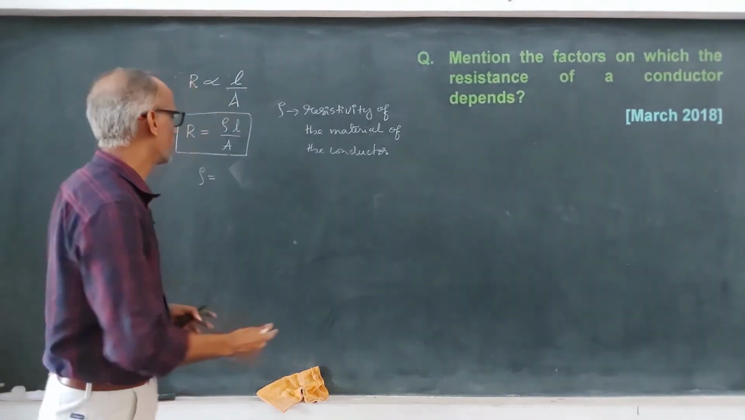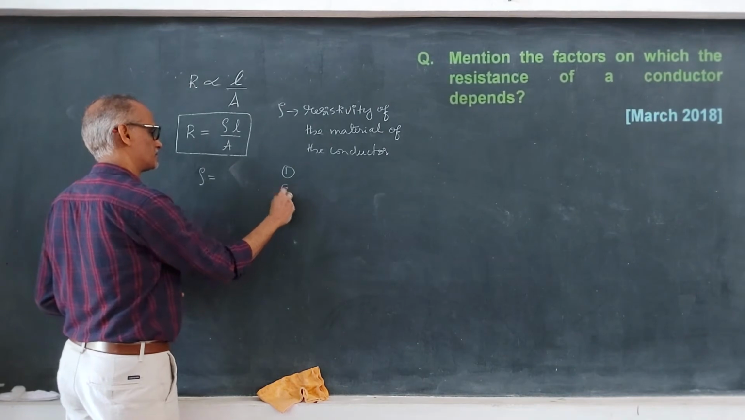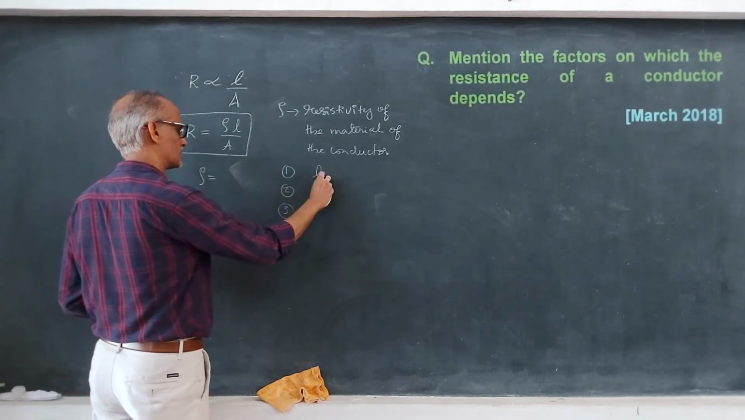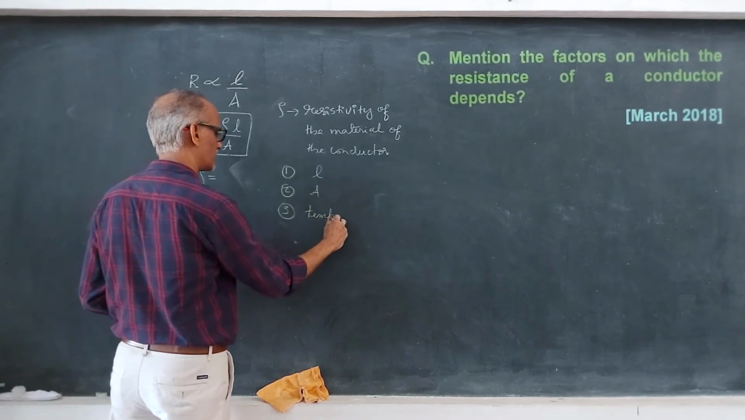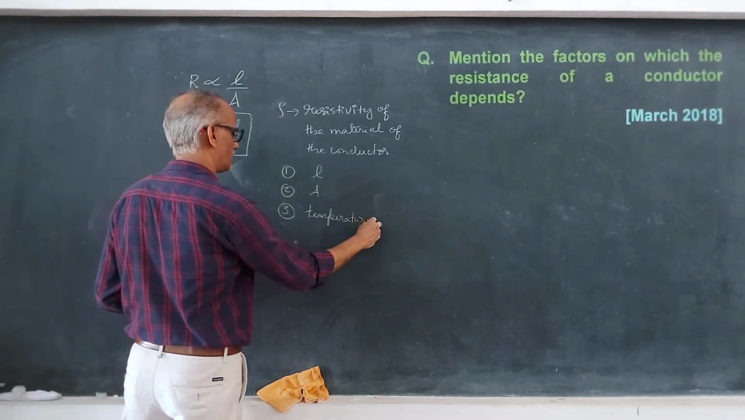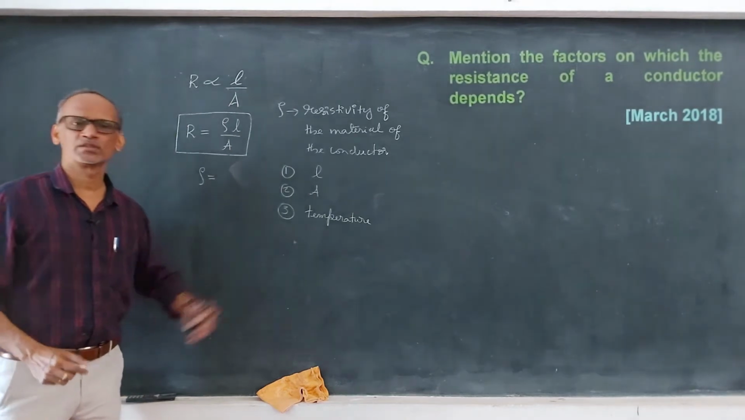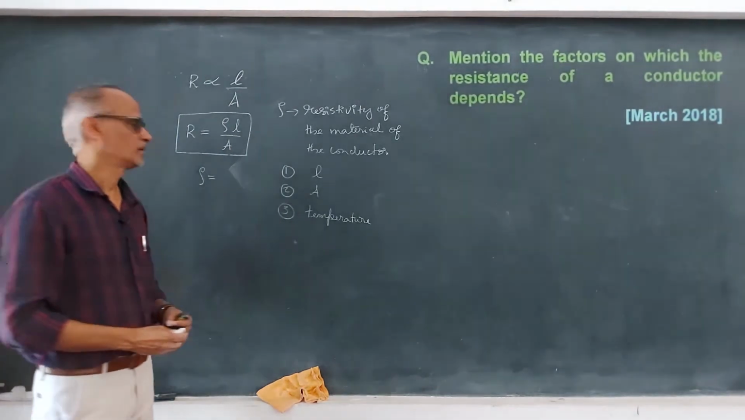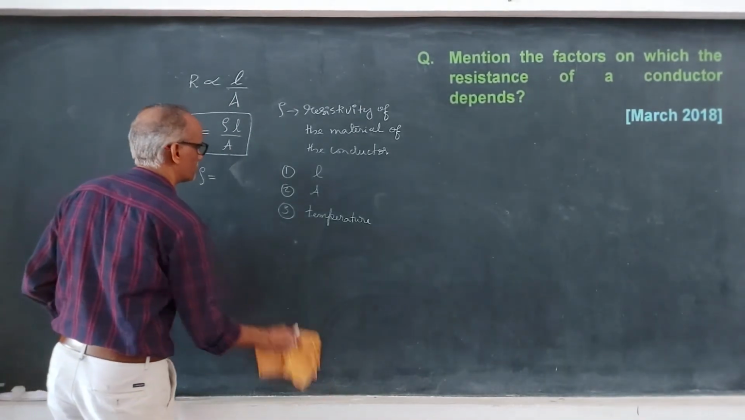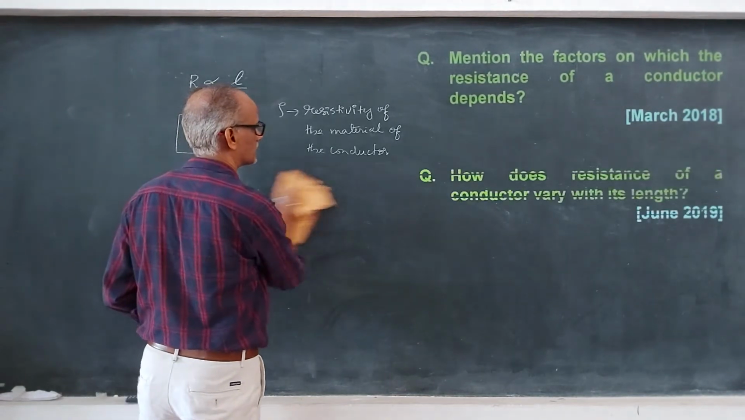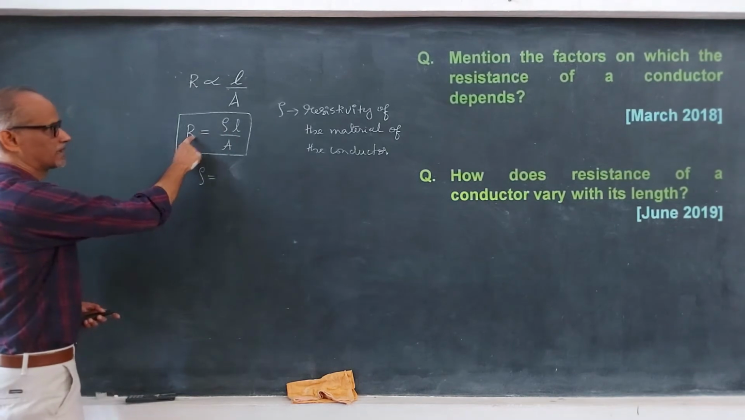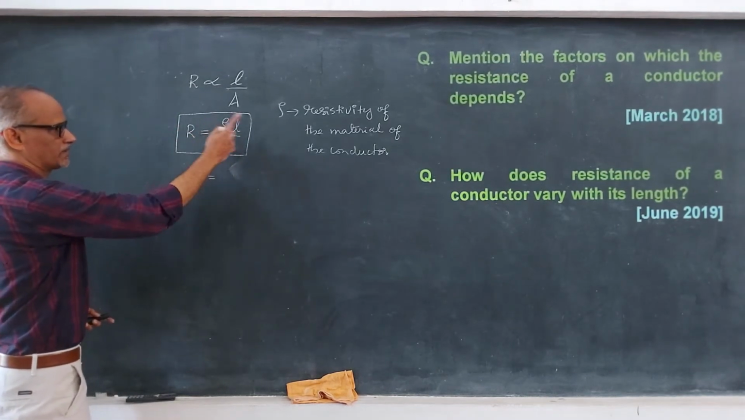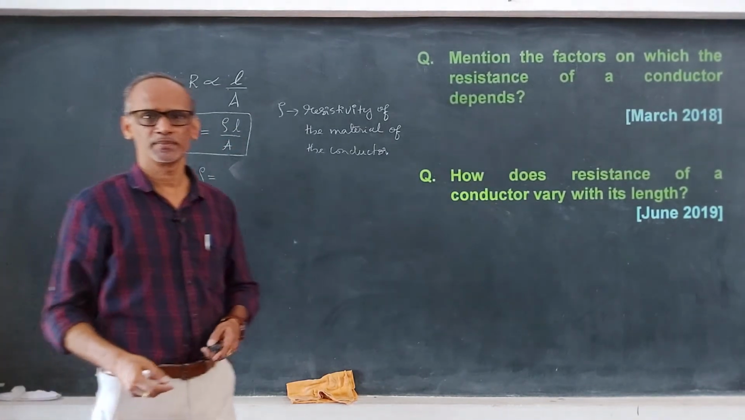Therefore, they have asked what are the factors on which the resistance of a conductor depends. It depends mainly on three factors. One, the length of the conductor. Another is the area of cross section, and the third one is the temperature of the conductor, because with the change in temperature the resistance of the conductor also varies. How does the resistance of a conductor vary with its length? It is directly proportional to the length of the conductor. These are all 1 mark questions from the examination.